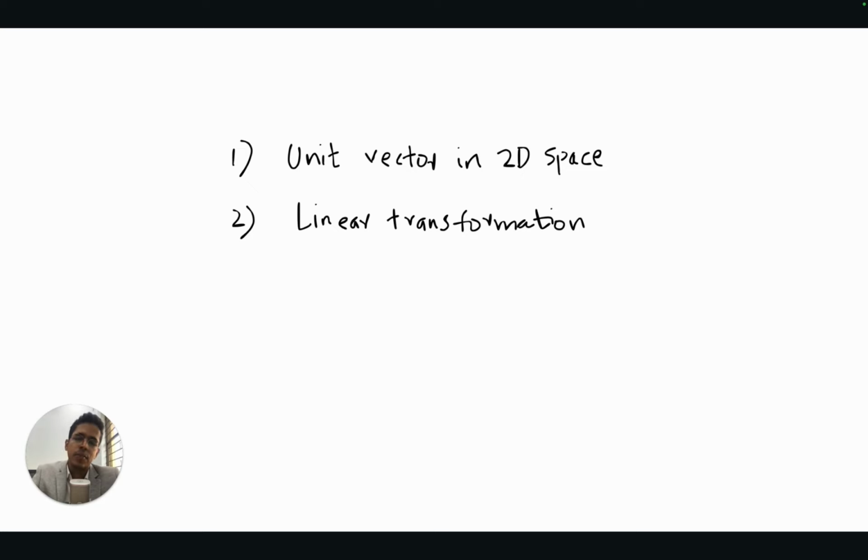So linear transformation will be what we'll be looking at after this, and we'll see how this transformation can change the orientation of a unit vector. And we'll specifically look at three operations: scaling, rotation, and shear operation as part of the linear transformation.